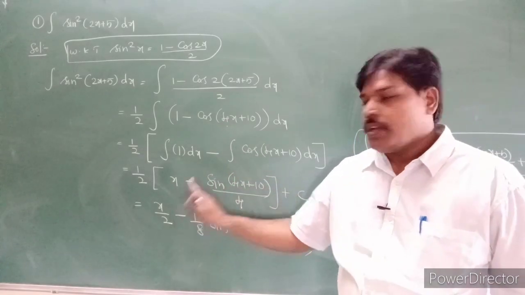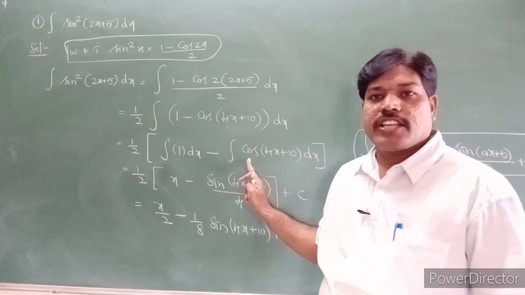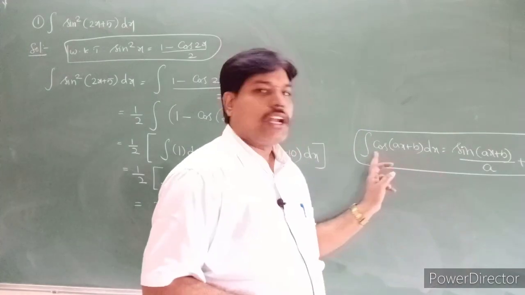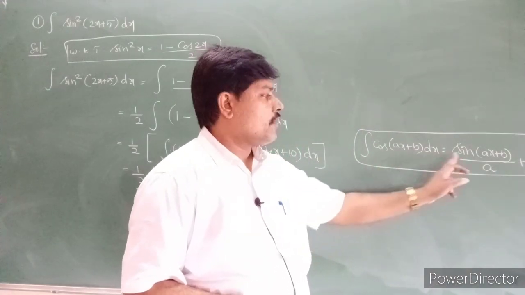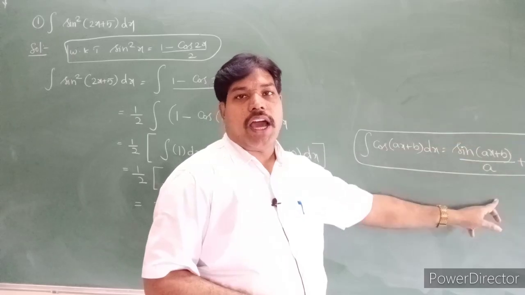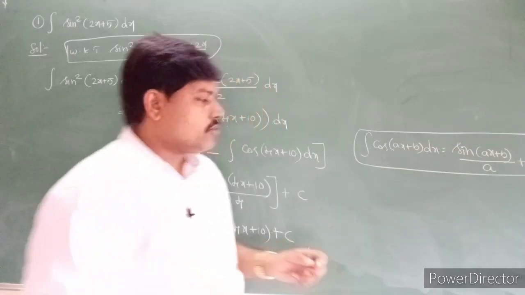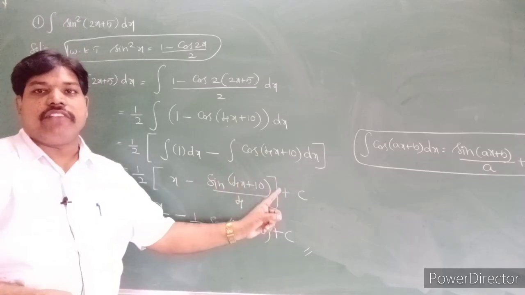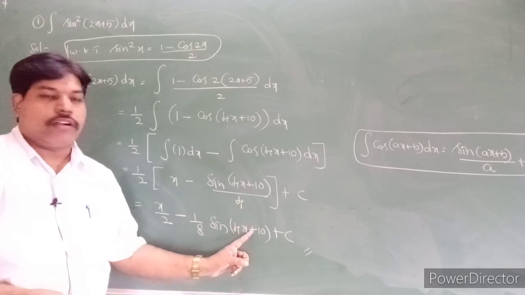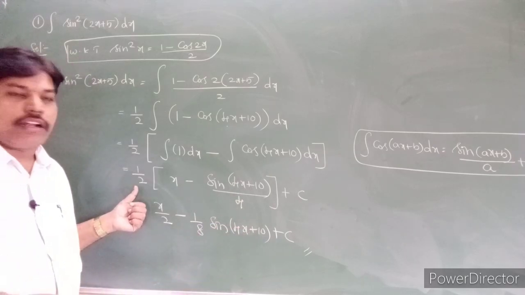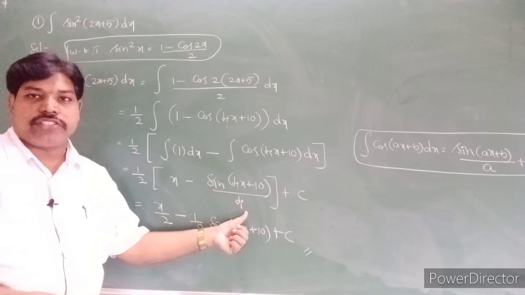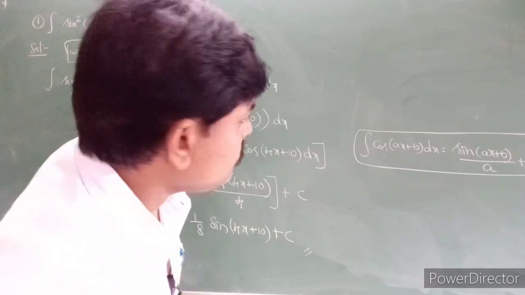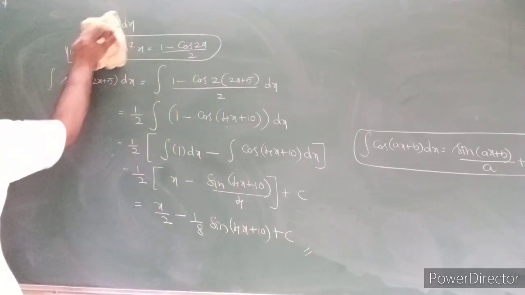Integral of 1 is x. Integral of cos of ax plus b, I have already written the formula. Integral of cos of ax plus b is sin of ax plus b by a plus c. So use the formula here. So sin of 4x plus 10, the derivative of 4x plus 10 is 4, which you get in the denominator. Multiply with the 1 by 2 here: x by 2 minus, since 4 is already there, it will become 1 by 8. Do you understand, students? So see that question. See the question number 2.